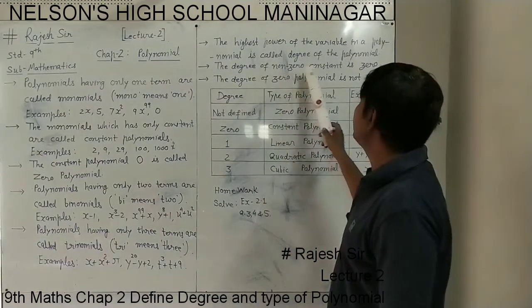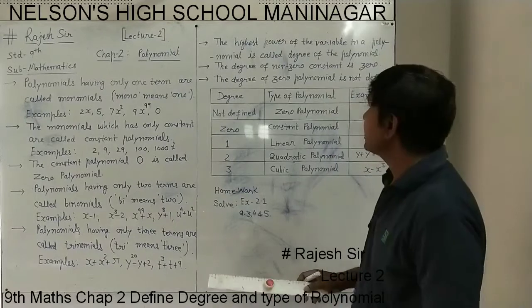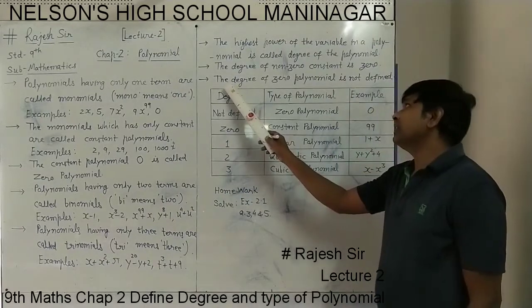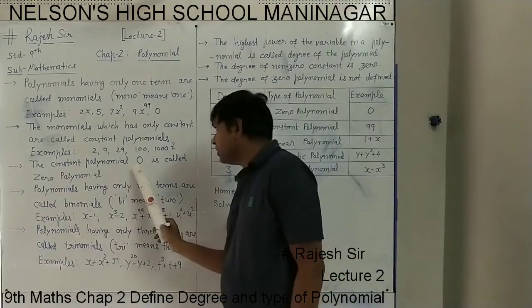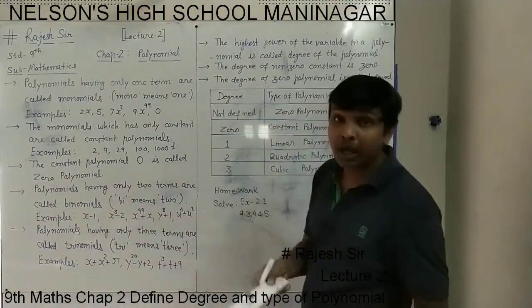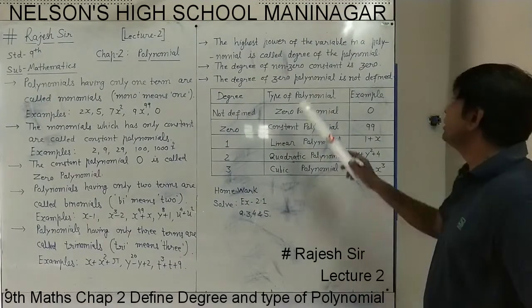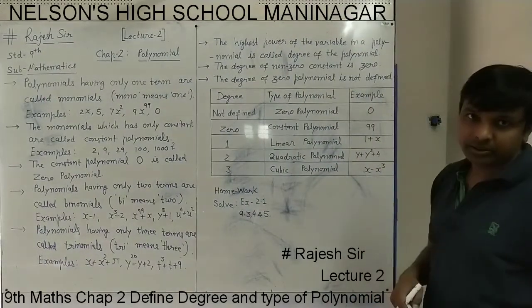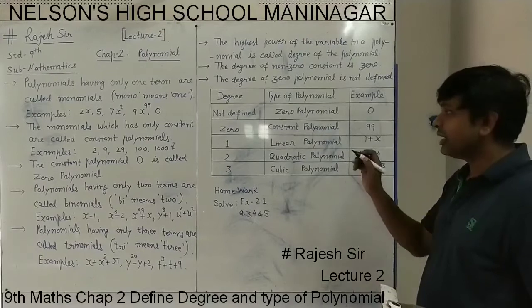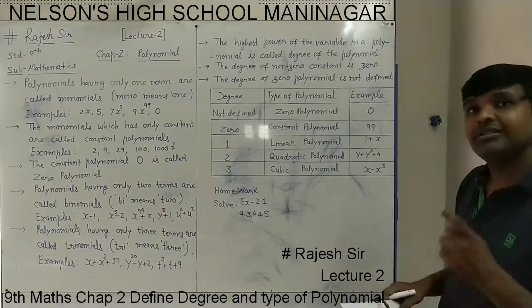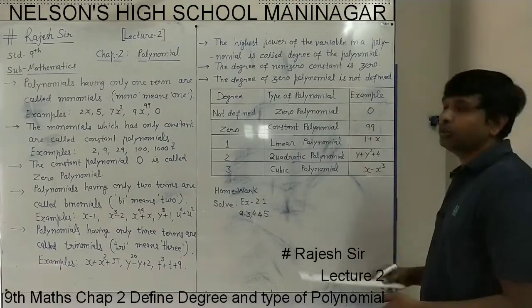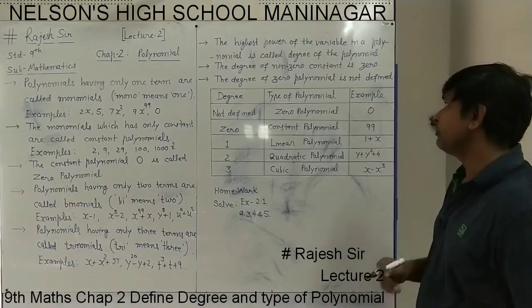Therefore, the degree of a non-zero constant is 0. And one more thing to be noted: the degree of the zero polynomial. If it is the zero polynomial, meaning 0 is given, what is its power? What is its degree? It is not defined, because there we cannot write x raised to 0. So the degree of the zero polynomial is not defined. That you have to note, it is worth one mark only.